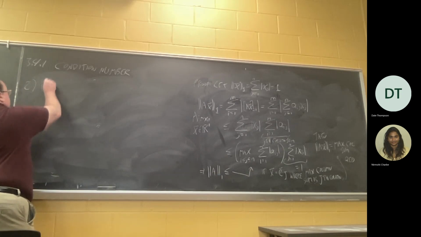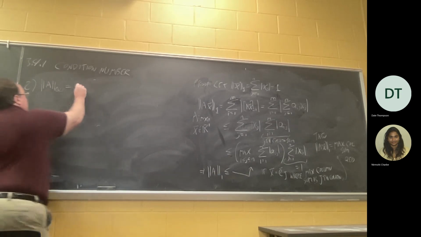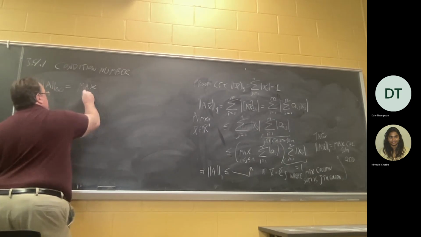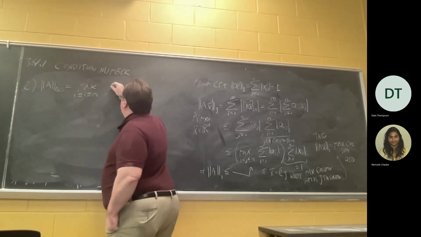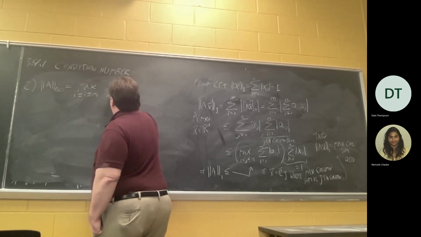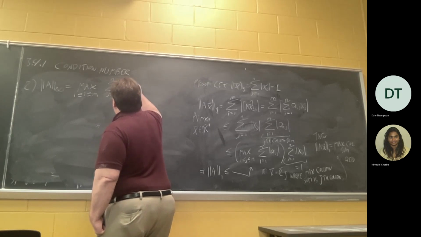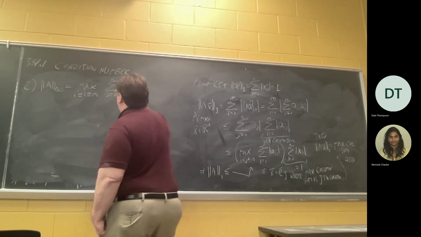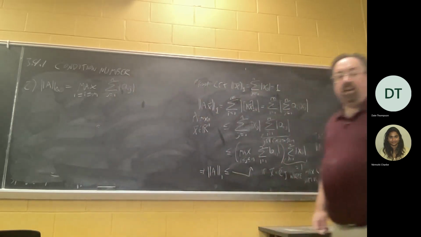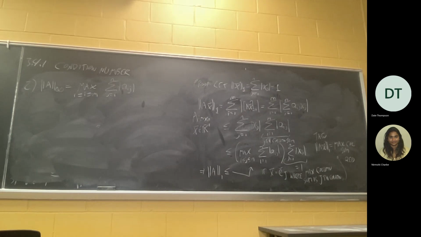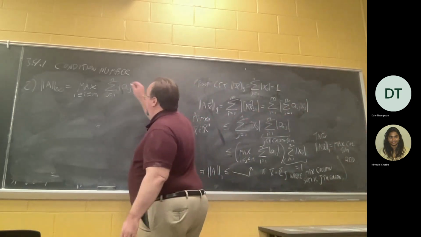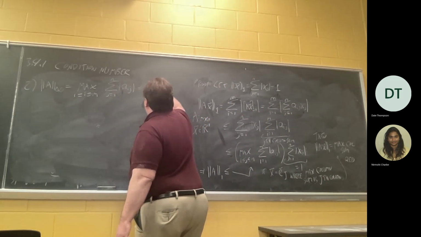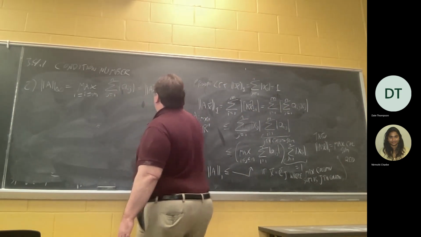The infinity norm is a maximum row sum. I take the maximum over i going from 1 to m of the absolute value of all the entries in that row. Then that's the infinity norm. The way you prove that, I won't do it here, is a very similar argument to how the one norm was established. So in fact, you could say that the infinity norm of A is equal to the one norm of A transpose.